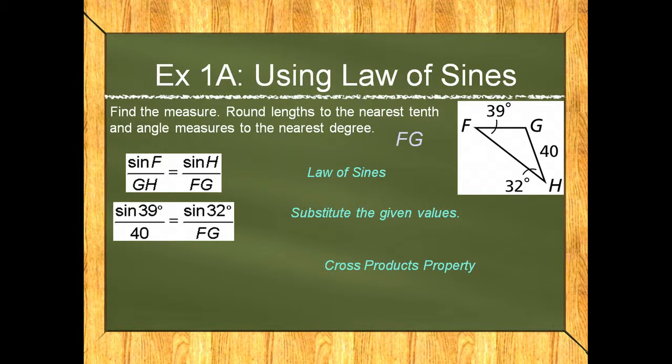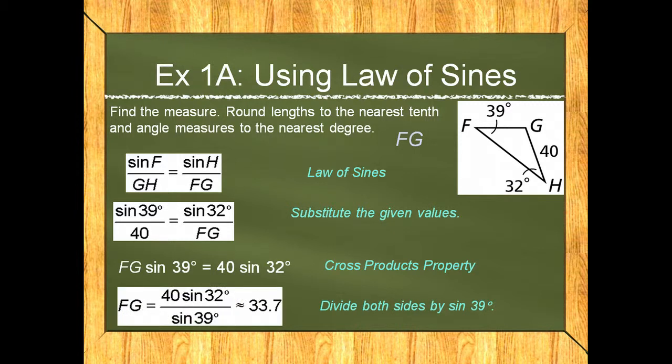We use the cross products property, and we end up with FG times the sine of 39 equals 40 times the sine of 32. If we divide by the sine of 39 and put this into our calculator, we end up with FG is about 33.7 units.